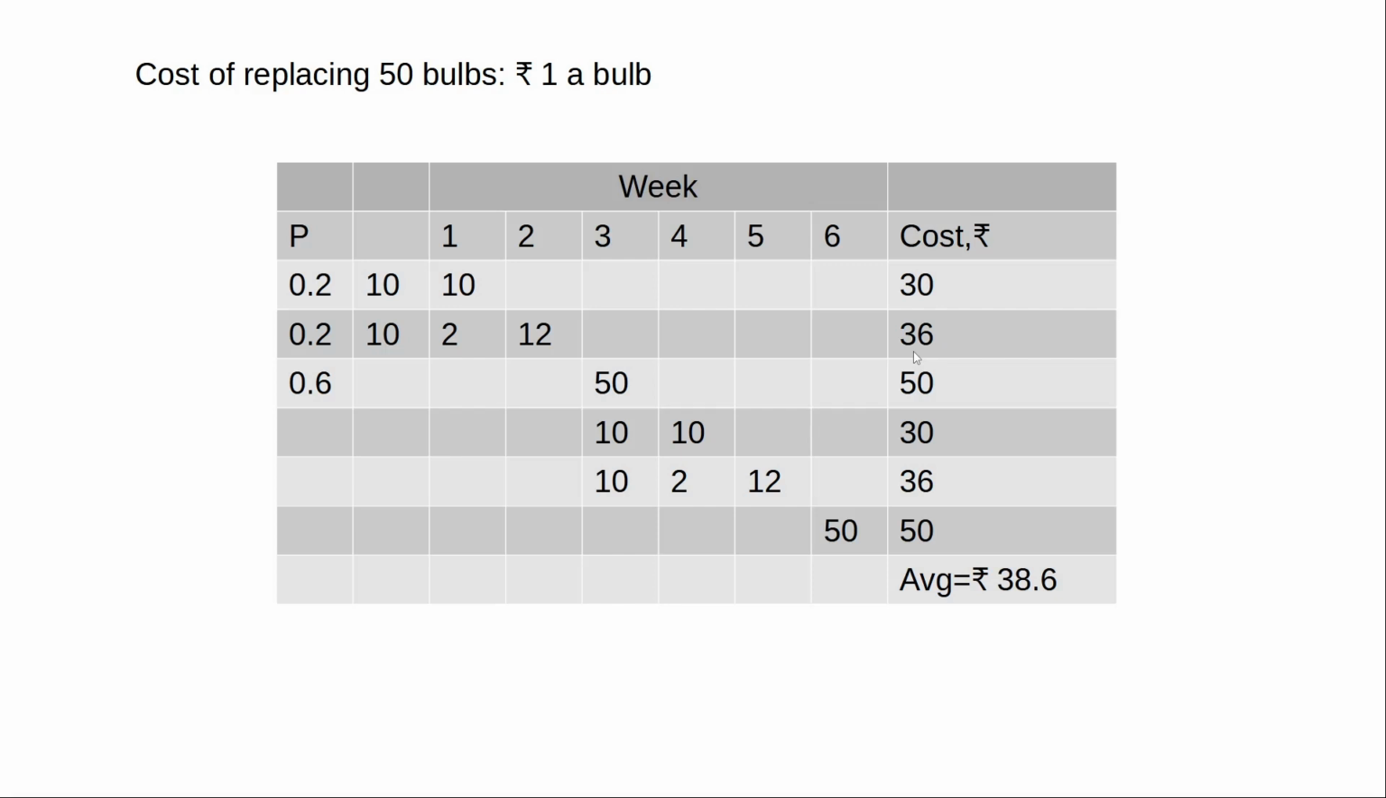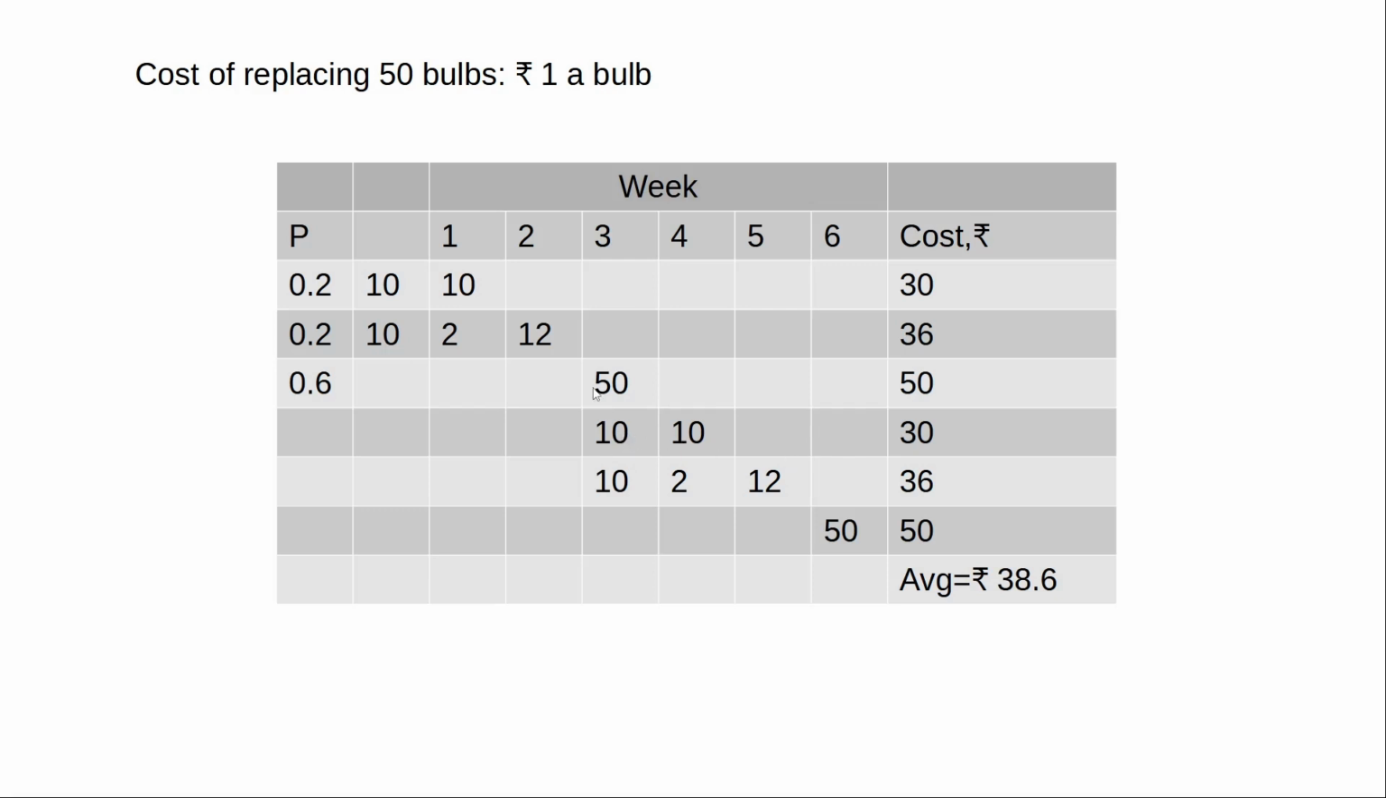Cost is going to be 36. Now in the third week, the contractor is brought in and he replaces all the 50 bulbs whether they are blown or they are not blown, right? All the 50 bulbs are replaced. So what is going to happen is we are going to have replaced 50 bulbs at the end of the third week.